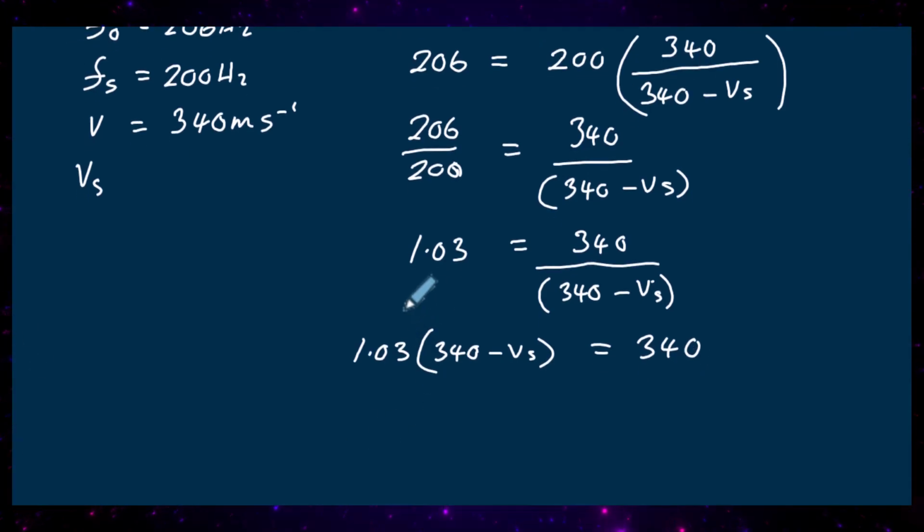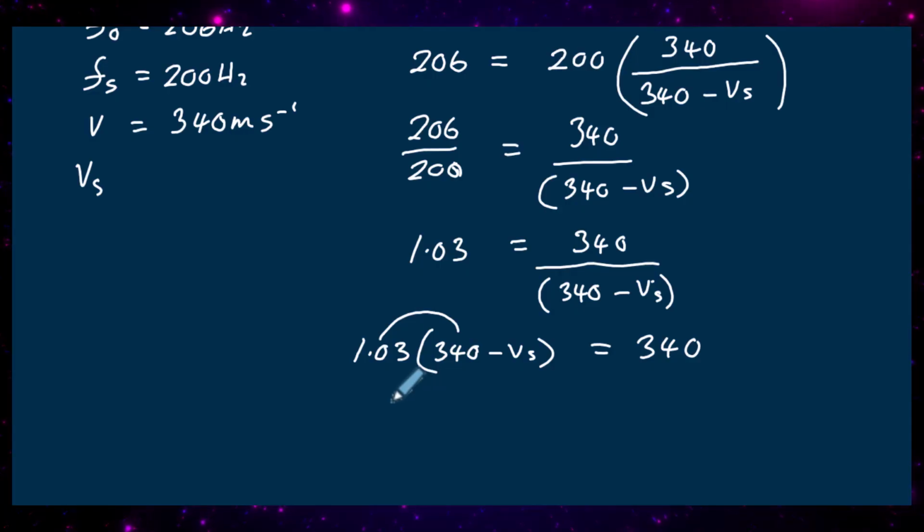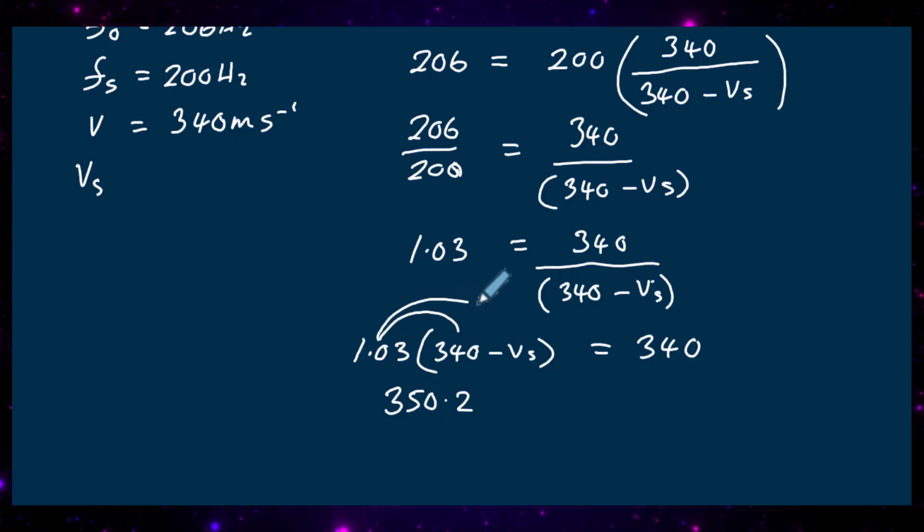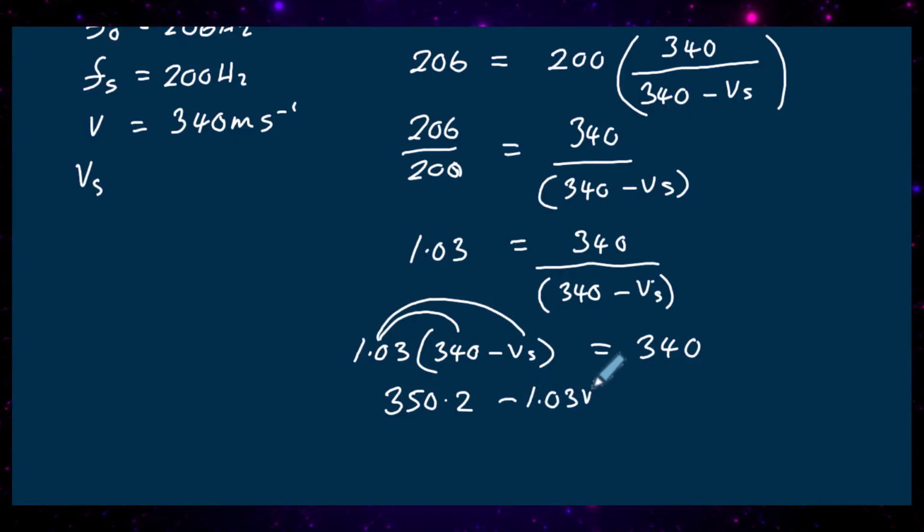And our next move is to multiply out the bracket. To multiply the bracket, we do this first, 1.03 times 340, and that's going to give us an answer of 350.2. And then we multiply the 1.03 by the minus Vs, and we get minus 1.03 Vs, and that should all equal 340.